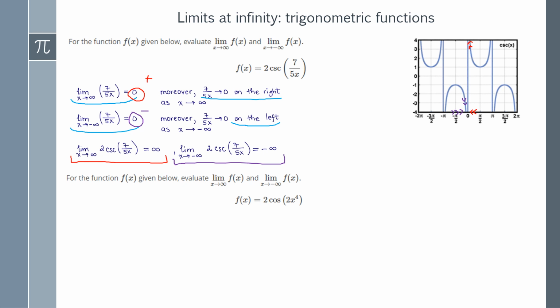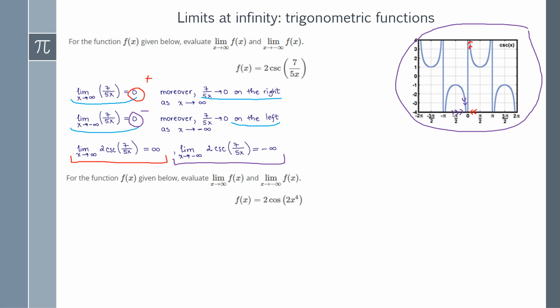Now, this graph right here represents the graph of just cosecant of x. You could also graph using Desmos 2 cosecant of 7 over 5x and confirm that these are the limits. Remember, limits are about behavior of functions. So that is your first problem. You might encounter something very similar to this problem on your homework. Now let's take a look at a second problem.